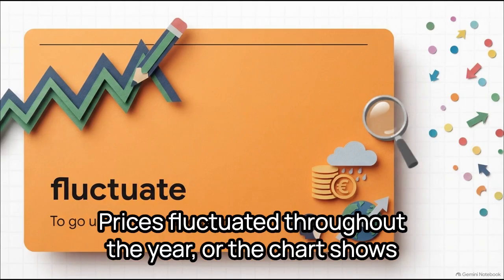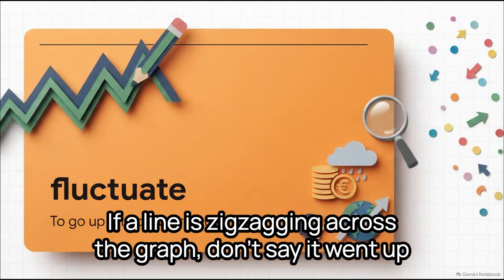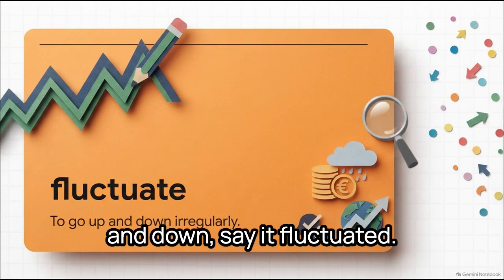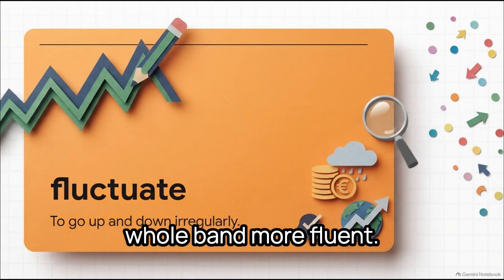Prices fluctuated throughout the year, or the chart shows wild fluctuations in rainfall. If a line is zigzagging across the graph, don't say it went up and down, say it fluctuated. Just one precise word, and you instantly sound a whole band more fluent.